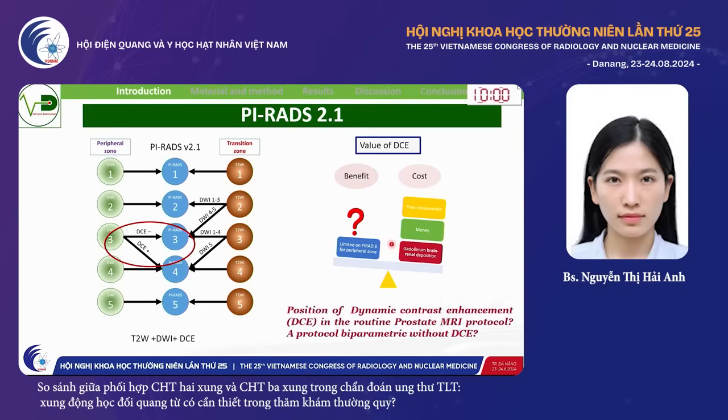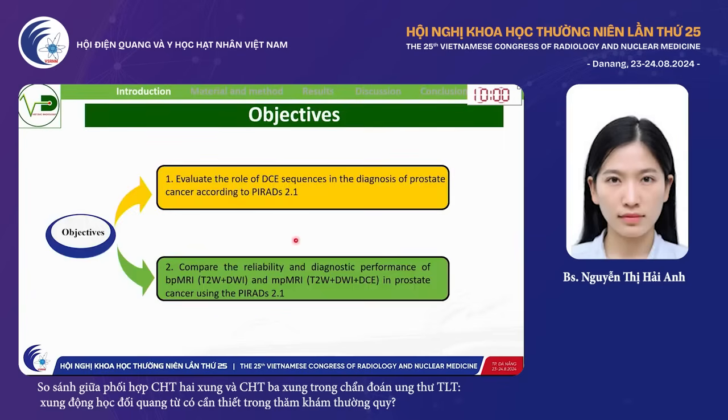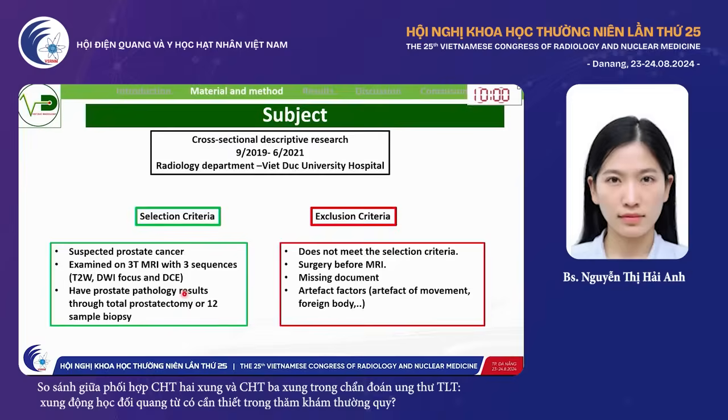This consideration leads to the question about the position of DCE in routine prostate MRI, and a biparametric protocol without DCE was proposed. And so that's why we conduct this study with two objectives. The first is to evaluate the role of the DCE sequence in the diagnosis of prostate cancer, and the second is to compare the reliability and the diagnostic performance of biparametric and multiparametric MRI using PI-RADS 2.1.